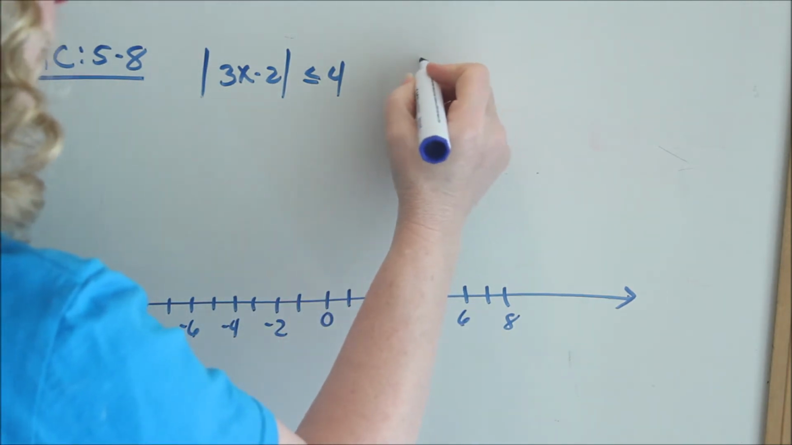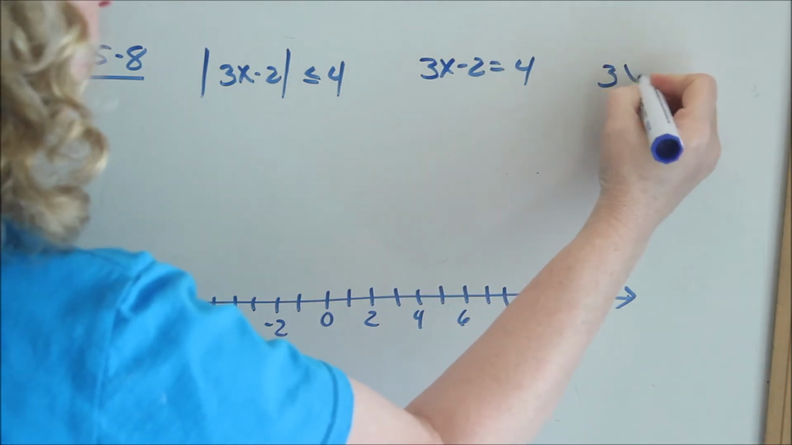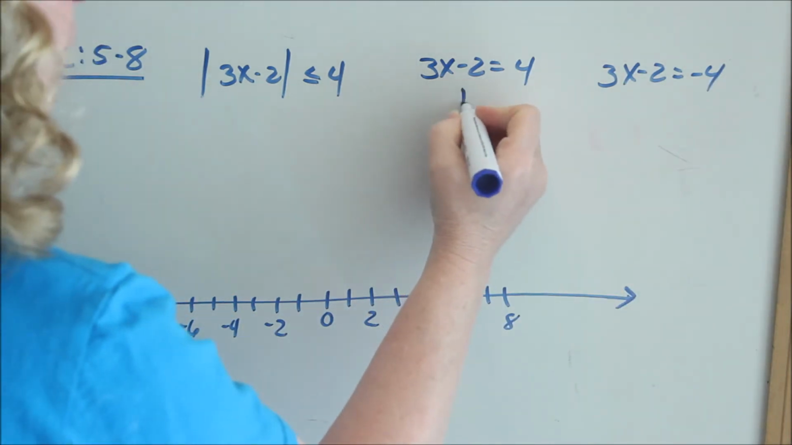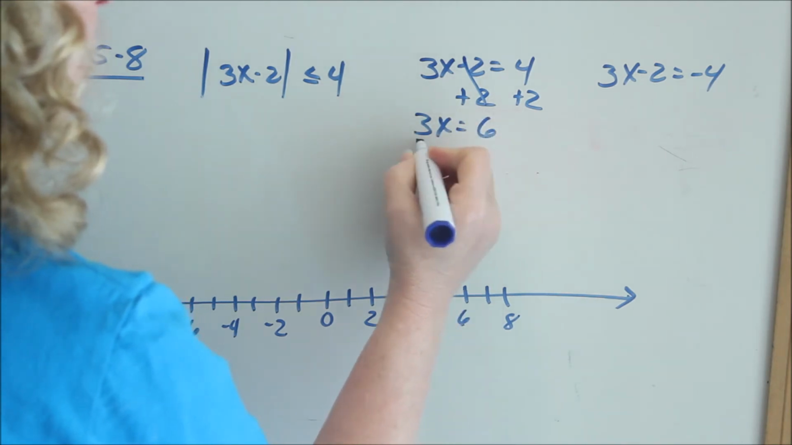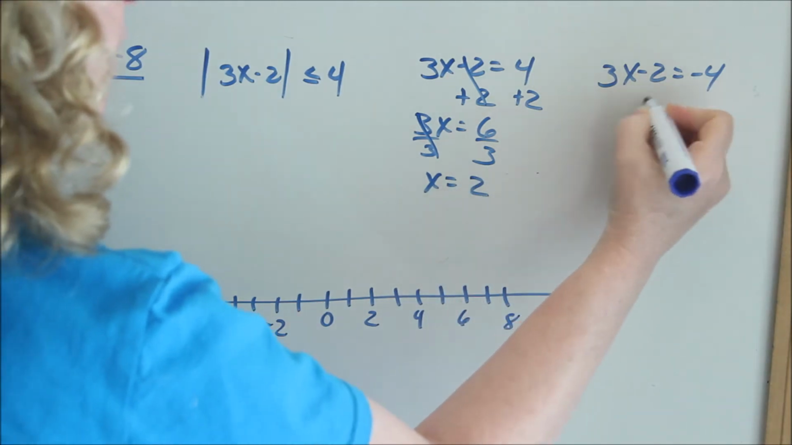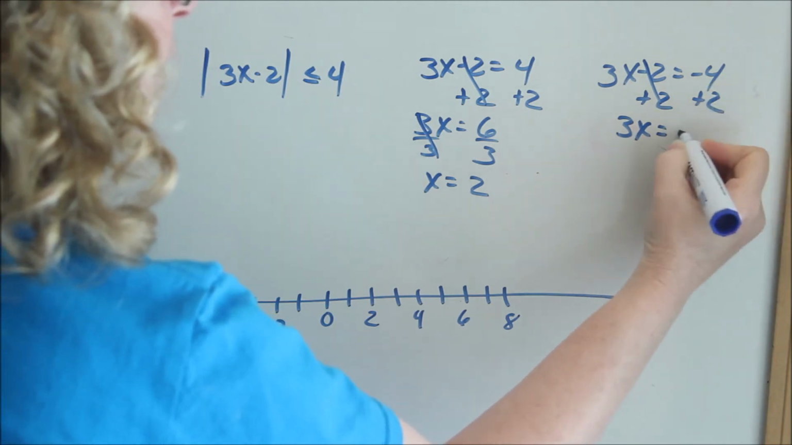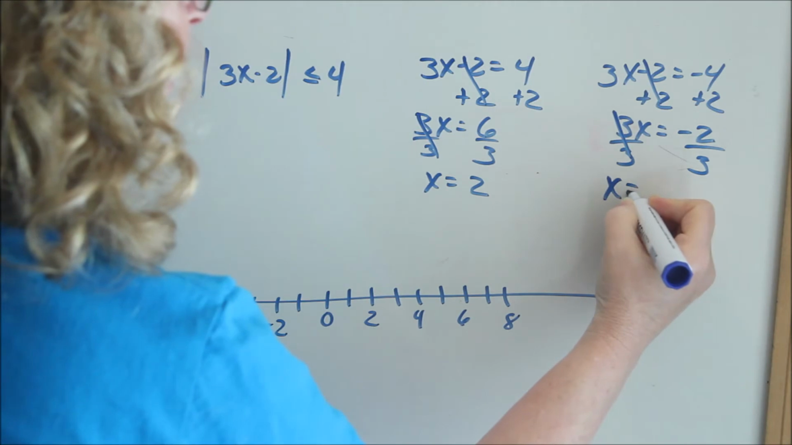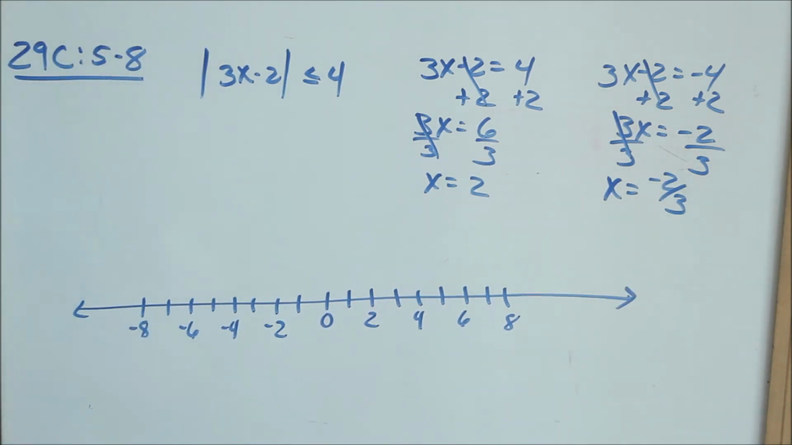So you take everything in the absolute value and you set it equal to a positive one of those, and then you take it and set it equal to a negative whatever that is. And then you solve for x. So add 2, so 3x equals 6, divide by 3, so x equals 2. Over here, 3x equals, that would be a negative 2, divide 3, so x equals negative 2/3. These are your 2 points to plot, okay?